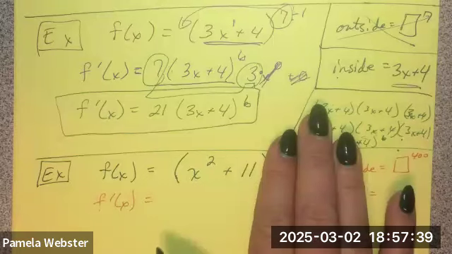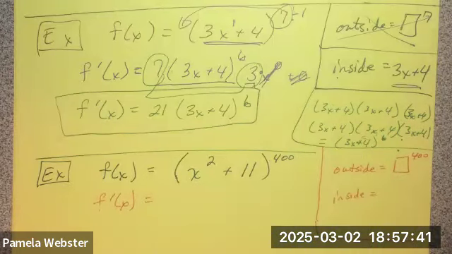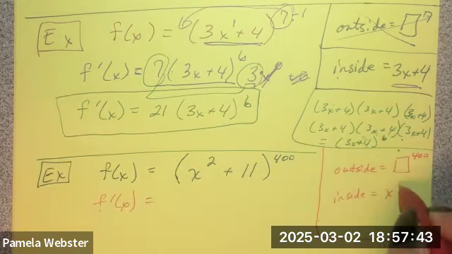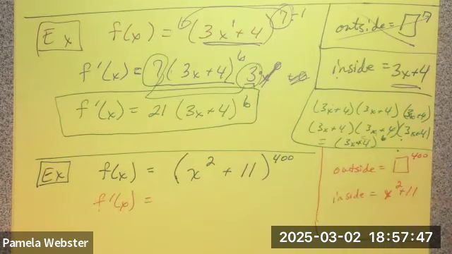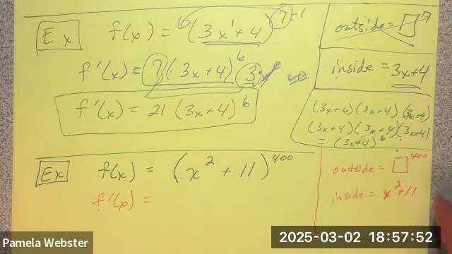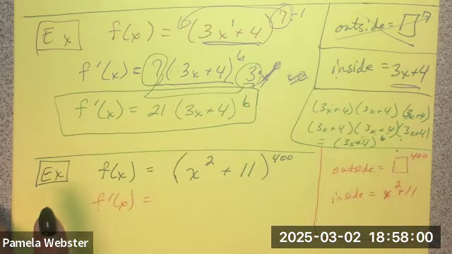Well, that one's pretty easy too, right? x squared plus 11. And you don't have to come out here to the side and do this, but if you're getting confused and need to take a step back for just a minute, then do this. It didn't take me but a few seconds to write these two functions out. Here's my outside guy, here's my inside guy. And then we do this.